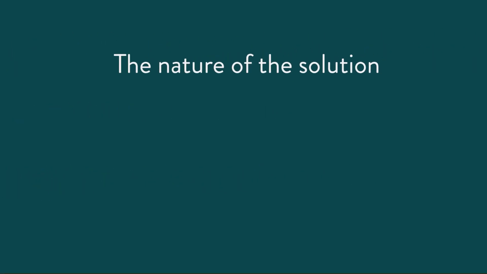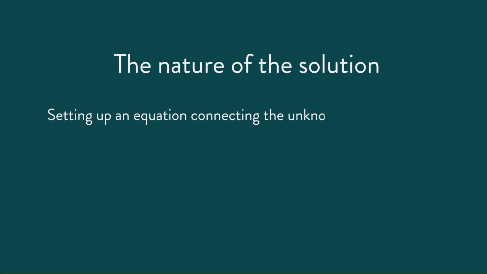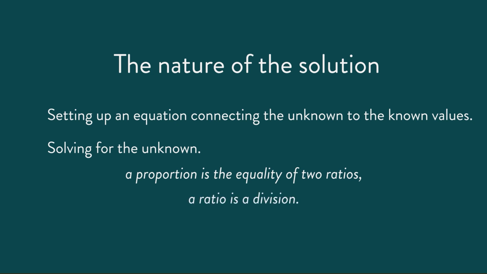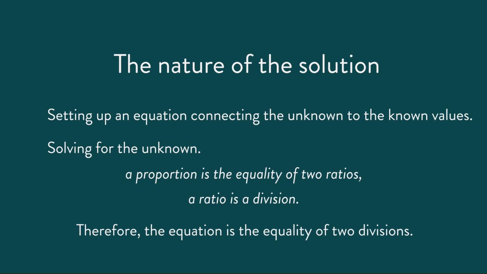The nature of the solution. Solving for an unknown in any kind of problem suggests setting up an equation connecting the unknown value to the known values, then solving for the unknown. In determining an unknown in a proportion, the equation is very easily set up by considering a proportion is the equality of two ratios, a ratio is a division, therefore the equation is the equality of two divisions. To help set up the equation, the data given in the problem is organised in a table, and we'll now see how this is achieved.